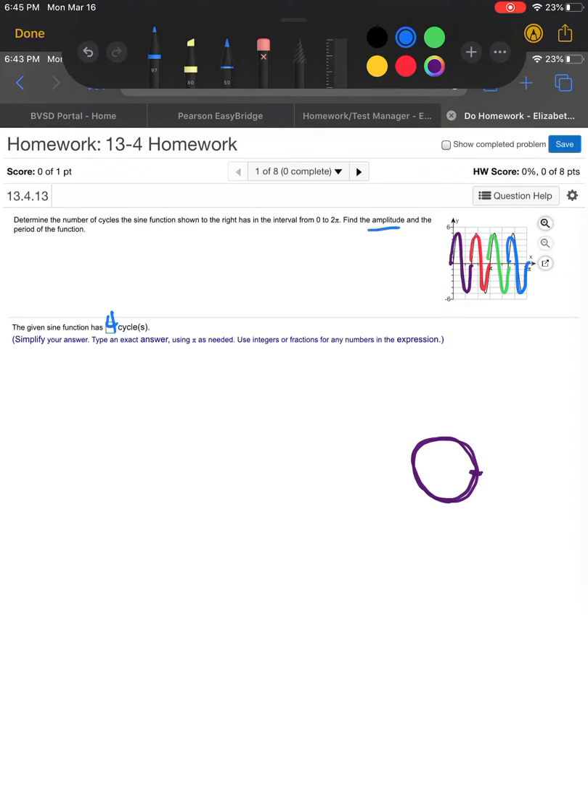It's also asking us to find the amplitude. So let's take a look at the amplitude for this one. The amplitude is going to be the distance between the midline, so our midline here, and either the max or the min, and our maximum is right there. So our amplitude is going to be about 5.